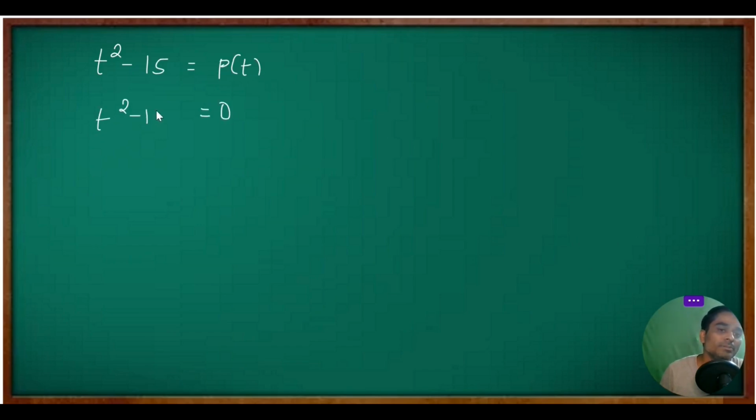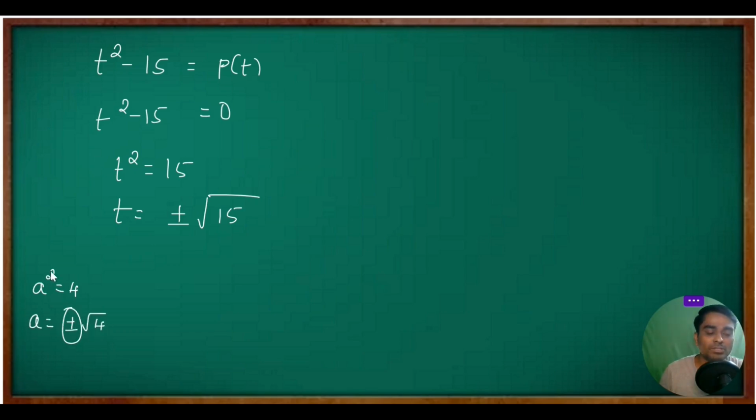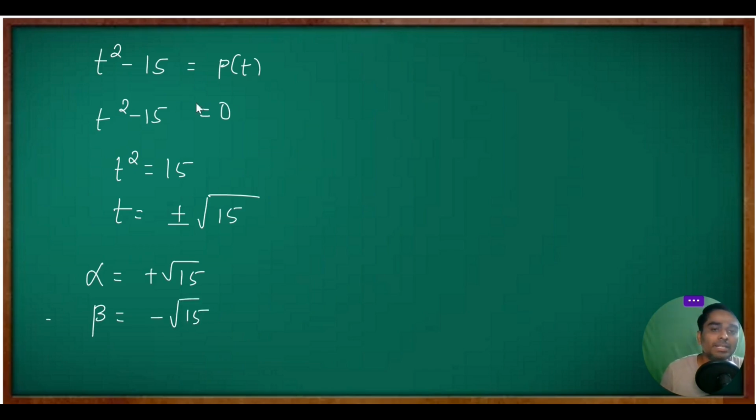So students, next question is t square minus 15 equal to p of t. Let me put 0 here, then I'll get t square minus 15. What is t square equal to now? 15. t will be equal to plus or minus root 15. Always remember, if you write a square equal to 4, then your a will be plus or minus root 4. You have to write plus or minus. Two answers will definitely come. Don't forget that. Now alpha will be plus root 15 and beta will be minus root 15. These are our two zeros.